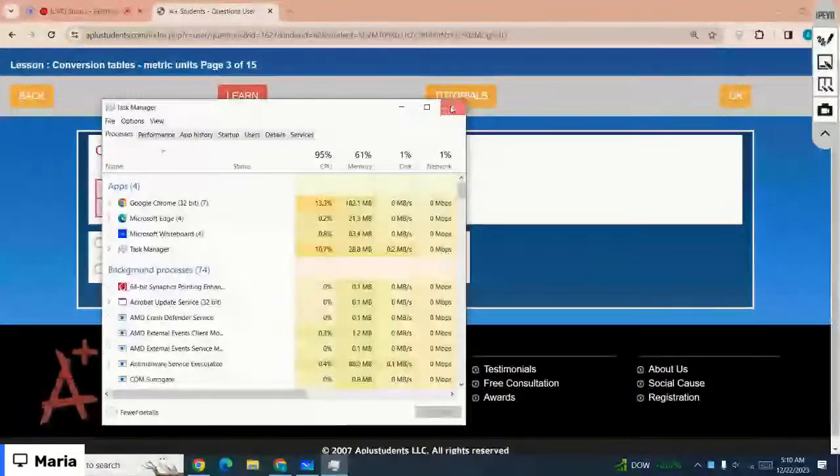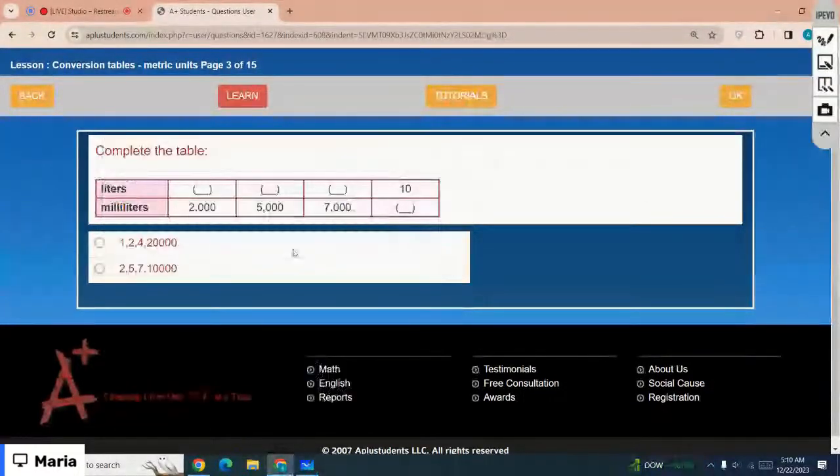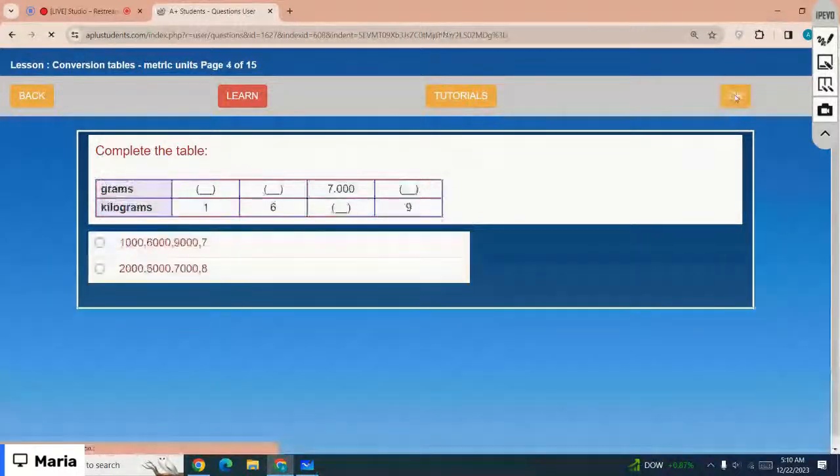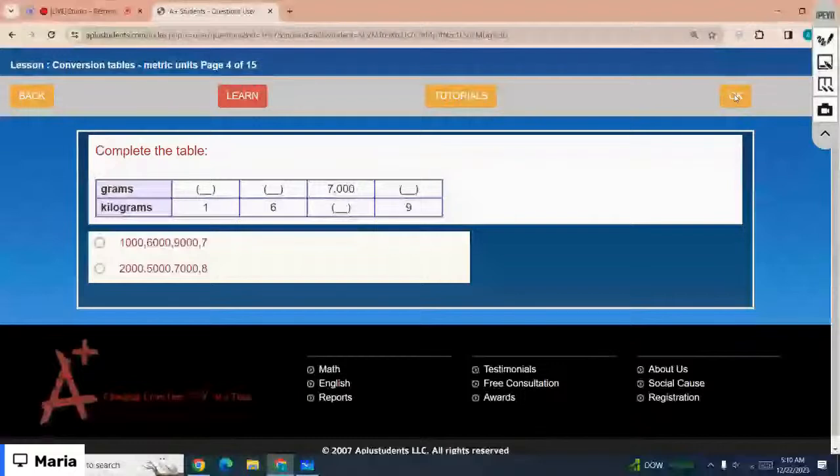Okay, the next one is, that's the one we just did. Second one is the correct option, right? Okay, the next one is complete the table. Again, you have to convert from grams to kilograms, right? We know that in 1 kilogram you have 1,000 grams. So which is the correct one, 1 or 2? Think and then answer. You can take your time.